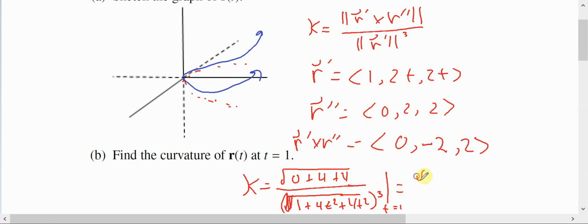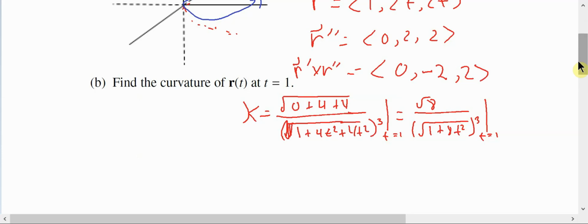So in the top I get square root of 8, no t there. Let's go ahead and get this bottom worked out. That's going to be the square root of 1 plus 8t squared, and then I'll cube that. I can plug the t in now if I want to. Square root of 8 we can simplify to be 2 square root of 2. But when I plug t equal 1 in, I get 8 plus 1. Square root of 9 is 3, and 3 cubed is 27. So that would be the curvature for that particular curve when t is 1.